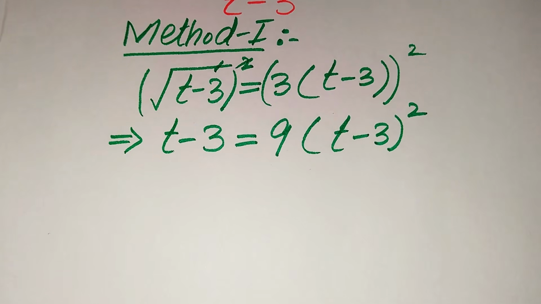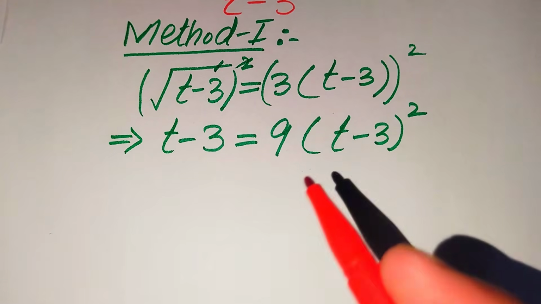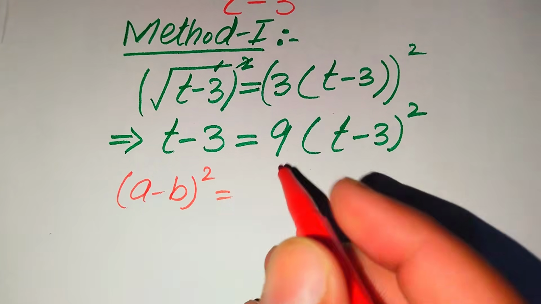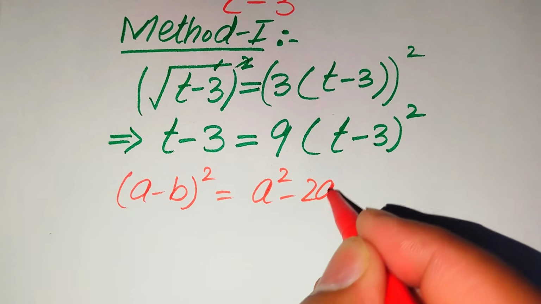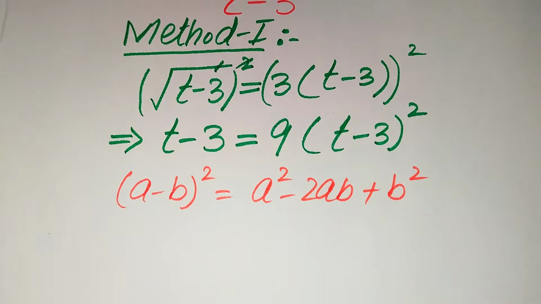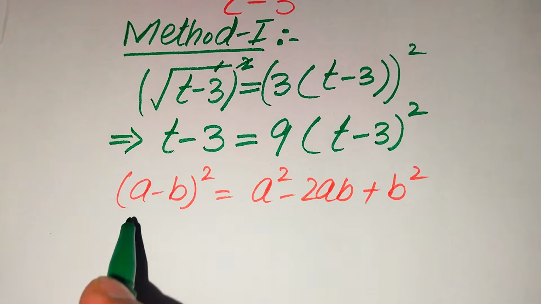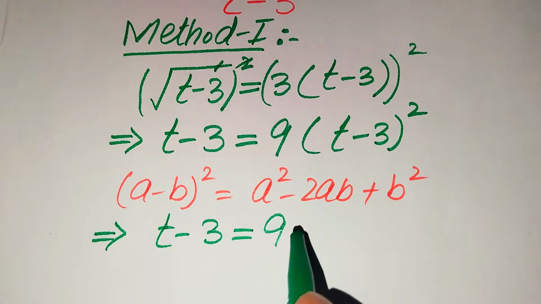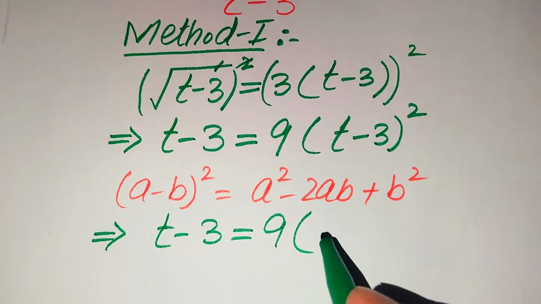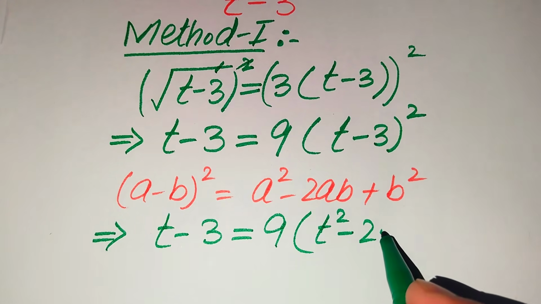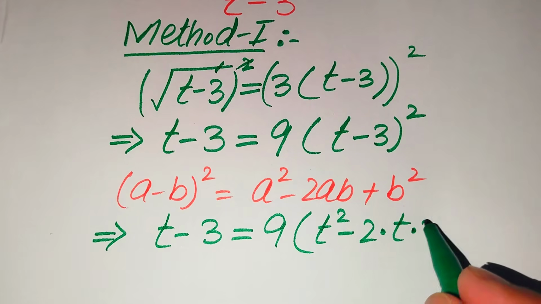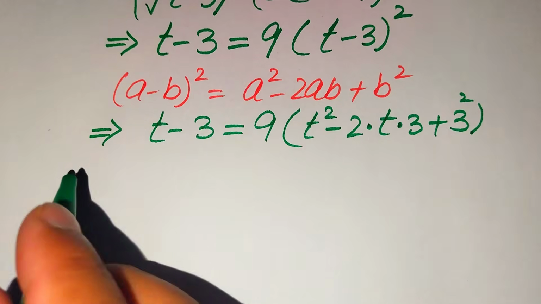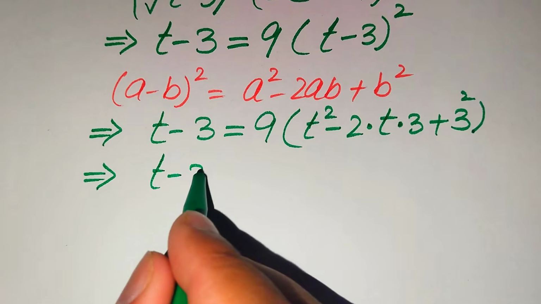In the next step, we need more simplification, and we use a nice algebraic formula on the right hand side. You know that (a minus b) whole square is equal to a square minus 2ab plus b square. According to this formula, we write the right hand side as: t minus 3 is equal to 9 times (t square minus 2 times t times 3 plus 3 square).